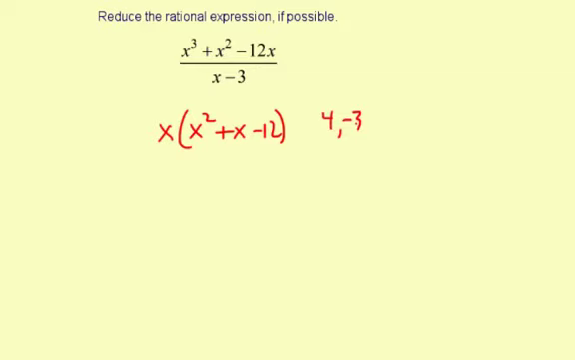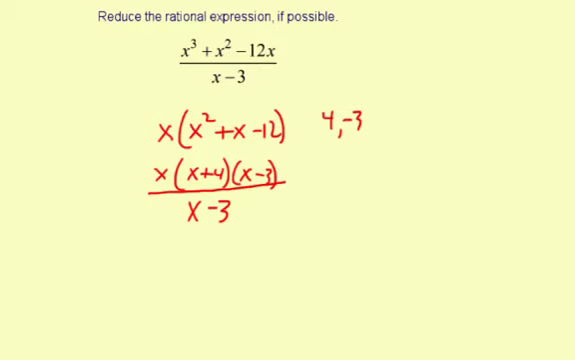4 times negative 3 is negative 12. 4 plus negative 3 is positive 1. So that is the factor. So it's going to be x and then times x plus 4 and then times x minus 3. So here's our factored numerator. So I'm going to just add the denominator on the bottom here, x minus 3.